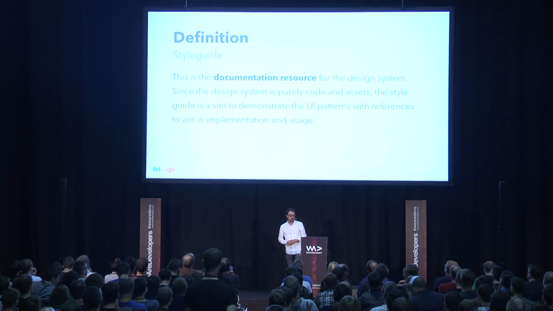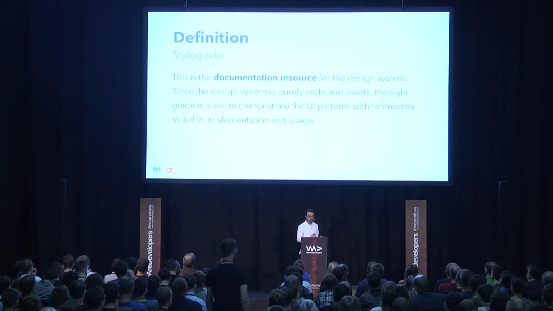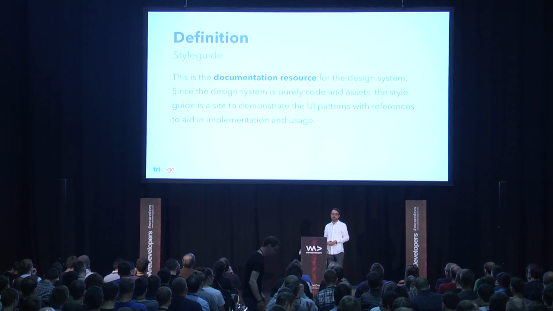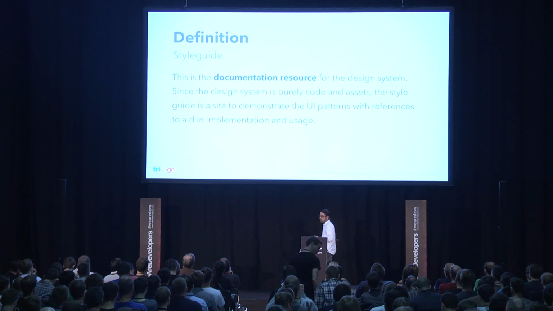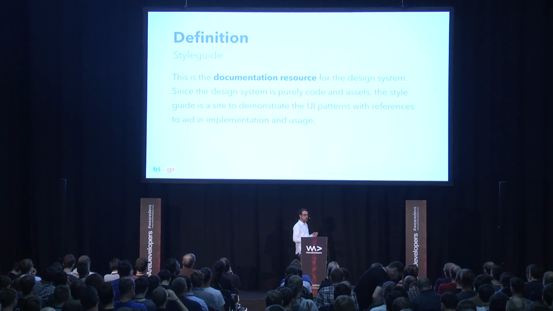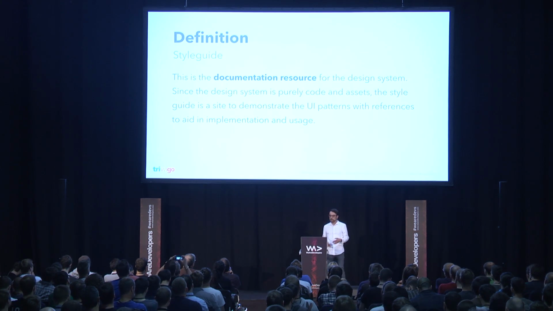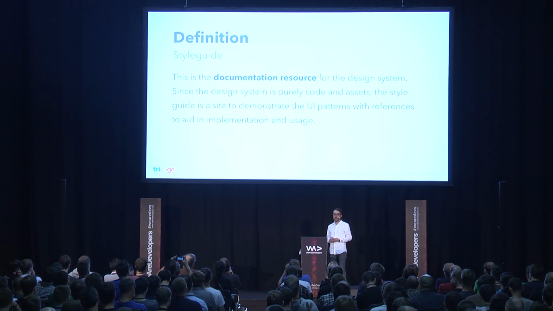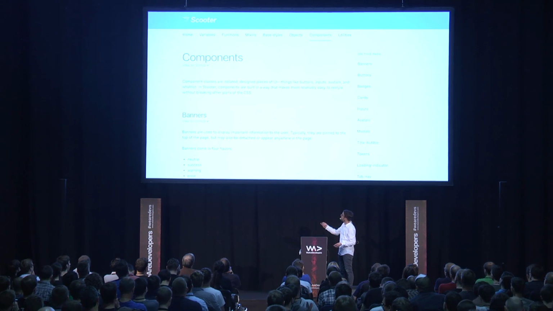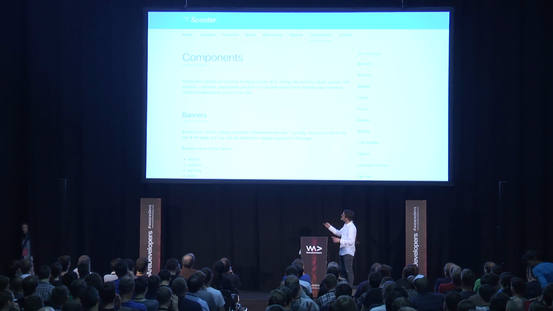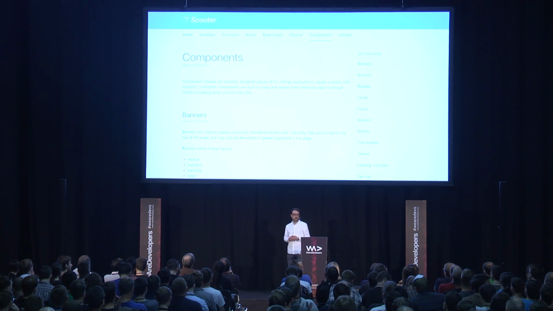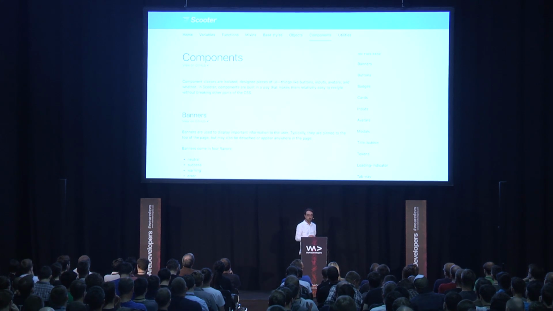A style guide is also a definition I would very shortly introduce. As a design system itself is purely assets and code, you need something to demonstrate how the patterns work, and whether they should be used, with references, and that's what we basically call a style guide. Again, from Scooter, you can see here is described what a banner is and when it actually should be used. If you would scroll down, you would also see a representation of this banner, how that works.